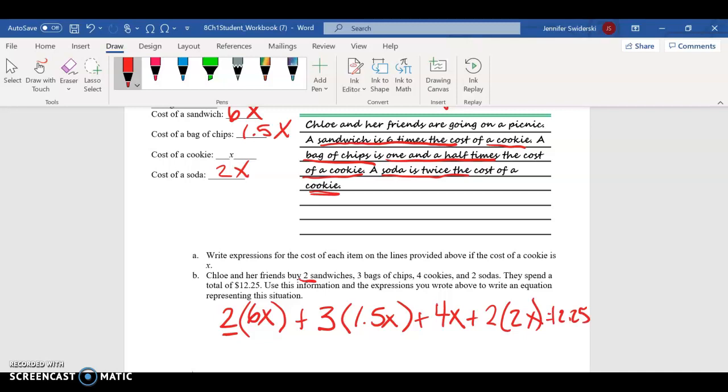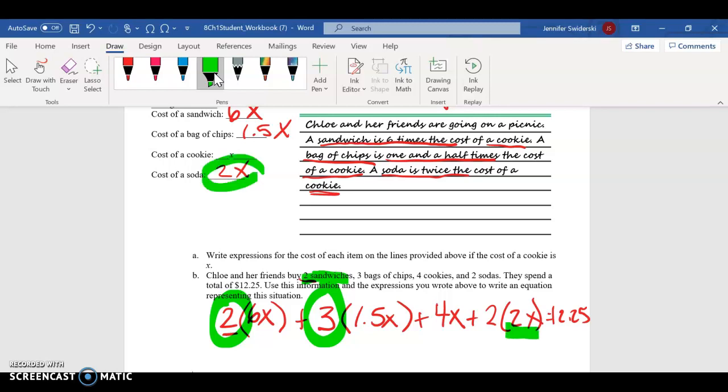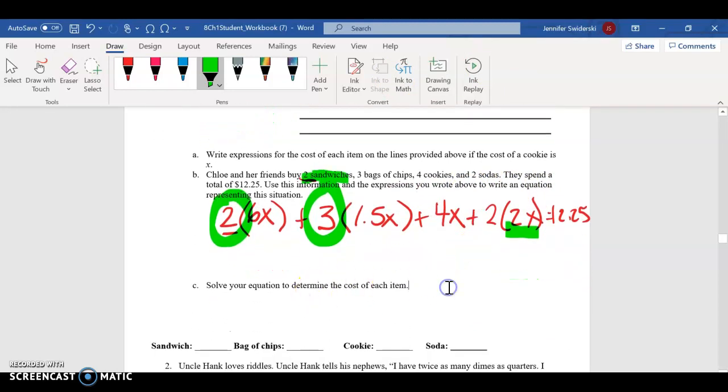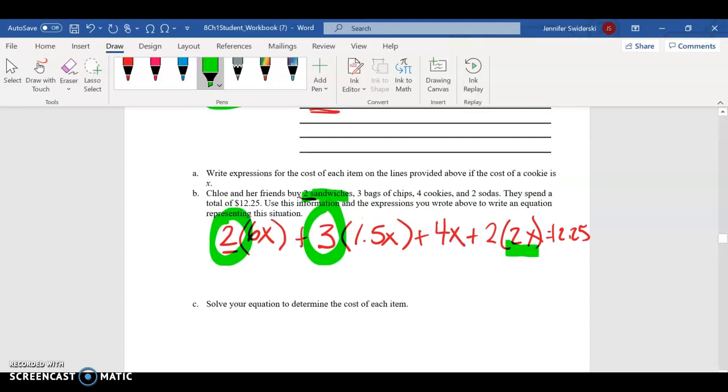Okay. So when I go through, I always look at, okay, well, 6X was a sandwich. How many did they buy? 2. Okay. 3 bags of chips. So chips was 1.5X. They got 3. 4 cookies, 4X. Or it could be X plus X plus X plus X. That's the same thing as 4X. And then 2 sodas. Sodas was 2X. They spent a total of $12.25. Use this information in the expression you wrote to write an equation. Great, we did. Now they want us to solve the equation to determine the cost of each.